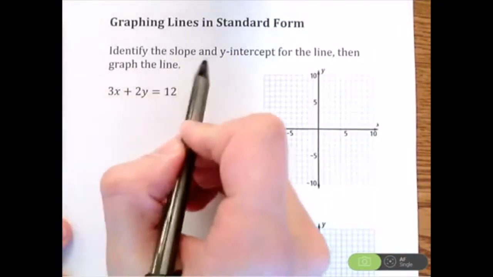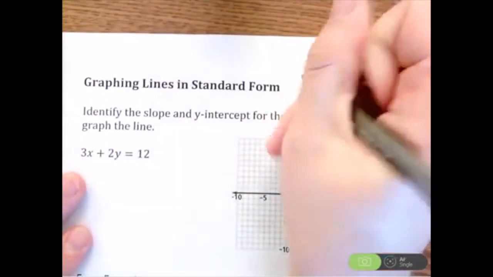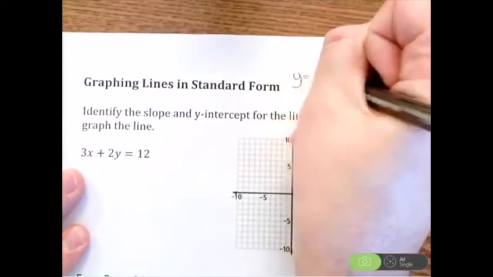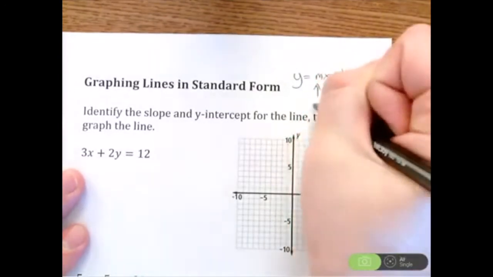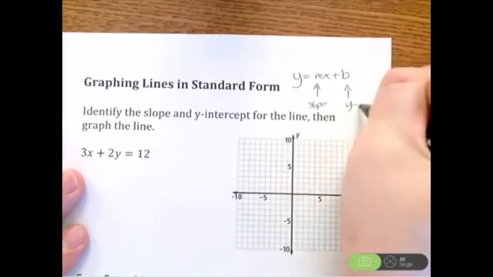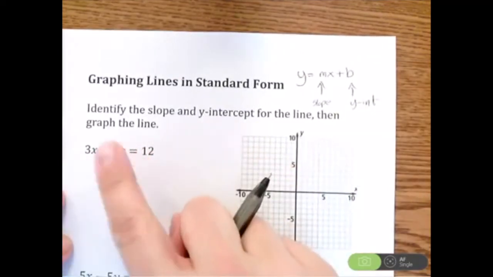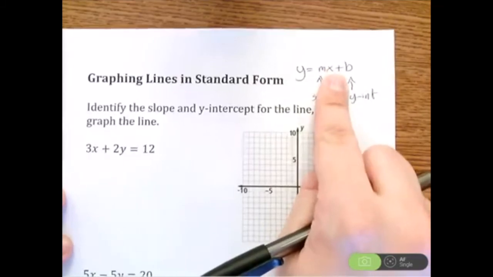But in order to do that, we're just going to rearrange this equation. What we know is how to graph y equals mx plus b, where m is the slope and b is the y-intercept. So if I can get this equation to look like that, then we are in luck.